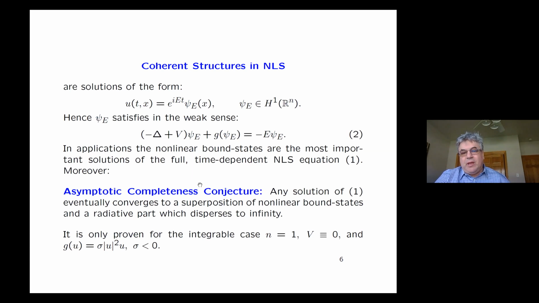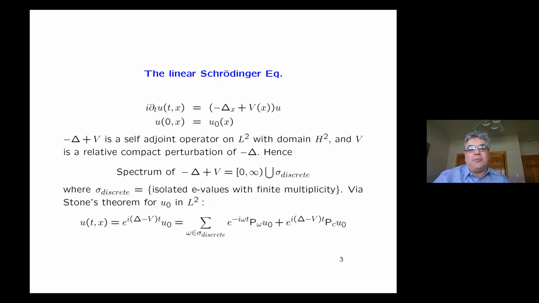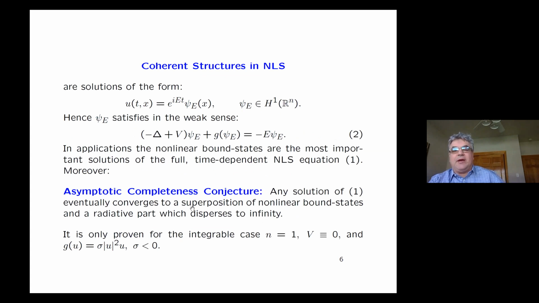So what will be the asymptotic completeness conjecture that we actually proved via the Stone theorem for the linear case? We would like to know whether any solution of any initial data for this equation, going back to this one, any initial data, say in the energy space, let's start from H1, is going to evolve, as in the linear case, to a superposition of nonlinear bound states like these, nonlinear coherent structures, and the radiative part that will disperse to infinity. It's not proven that we can show this.